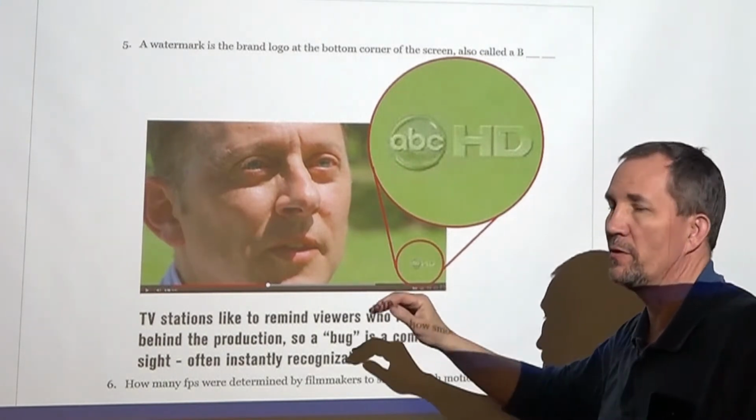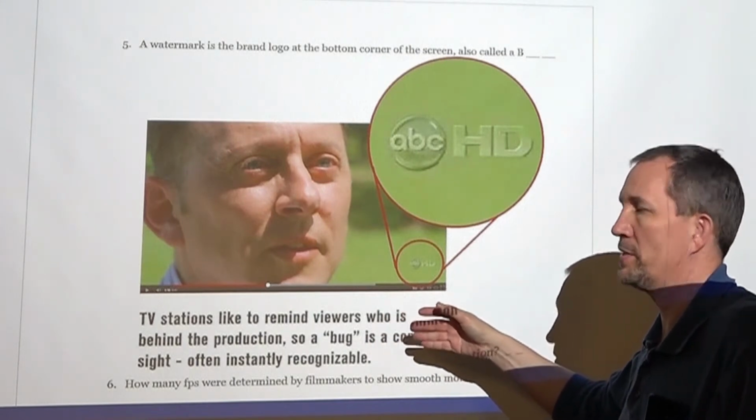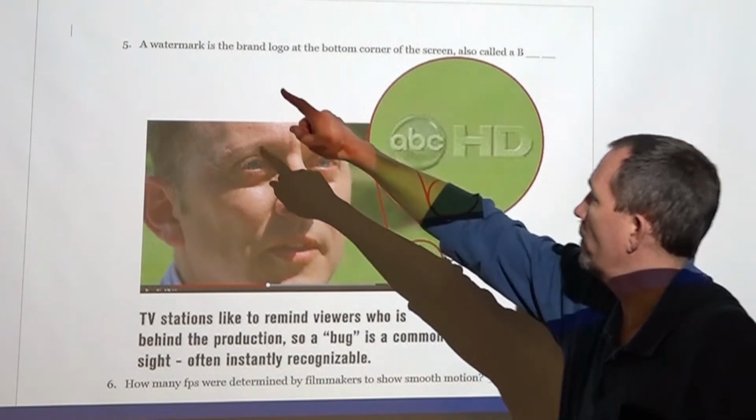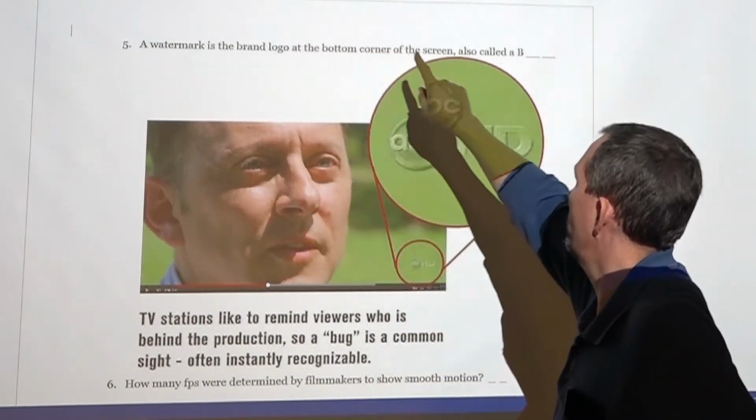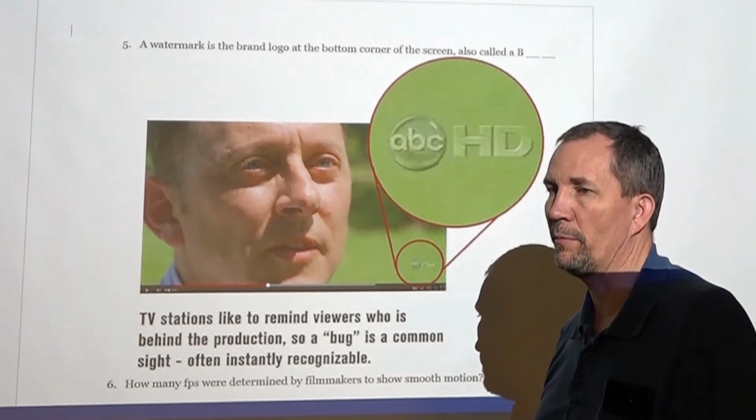Alright, have you ever seen on TV, actually anywhere where there's video, a little watermark down here that says this is the news station or whatever? This is the company, the video production company behind this video. That's their little brand. Well, that watermark, the brand logo at the bottom corner of the screen, is also called a bug. A very simple term that everyone uses is, don't forget to put the bug on there.